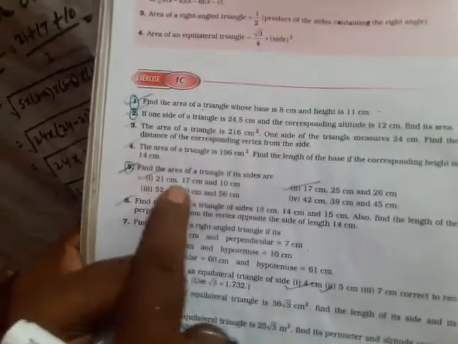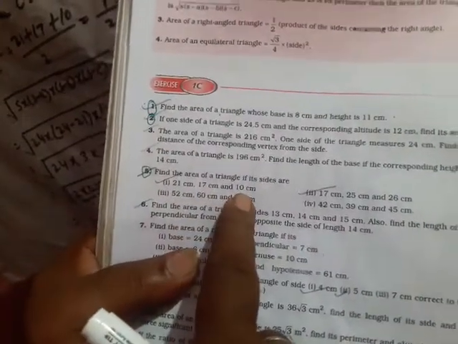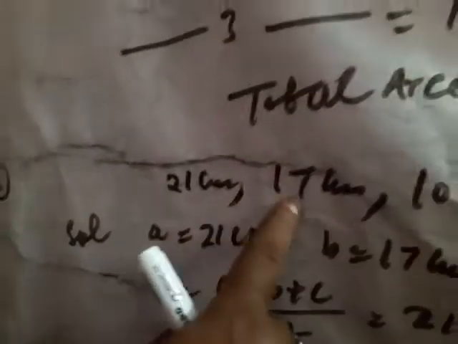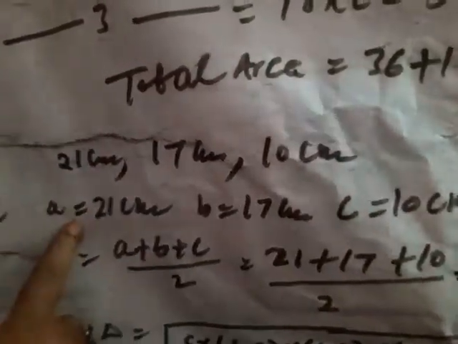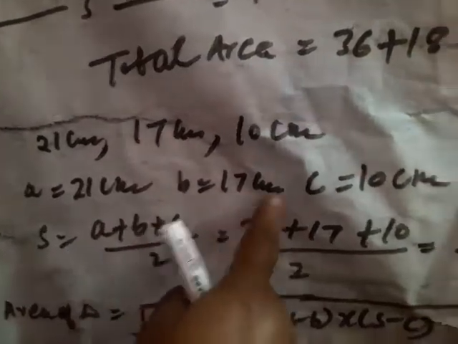Find the area of a triangle if its sides are 21 centimeter, 17 centimeter and 10 centimeter. This question will be solved with the help of Heron's formula. Now I am solving. A is equal to 21 centimeter, B is equal to 17 centimeter, C is equal to 10 centimeter.